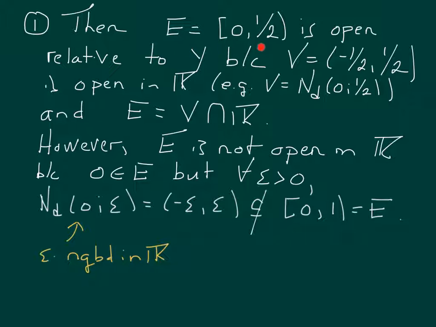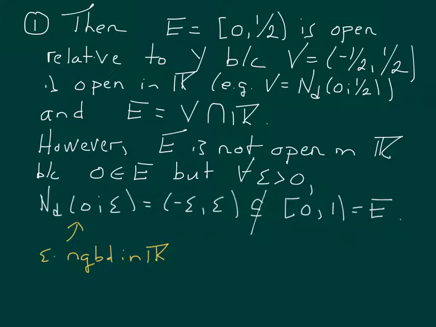Being open in the subspace is not necessarily the same thing as being open in our full space. And also, while we have very good intuition about what an open subset of the real line looks like, we kind of have to throw out some of that intuition when we're thinking about open subsets of a subspace metric space.